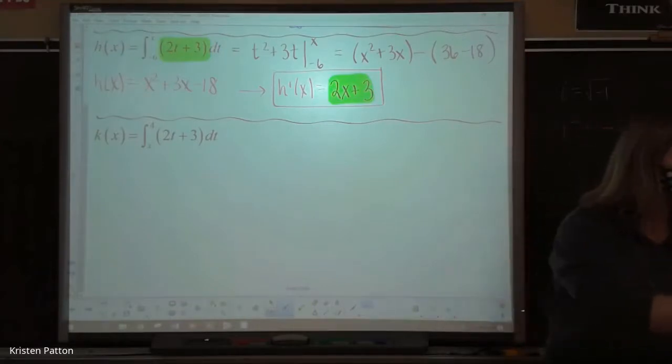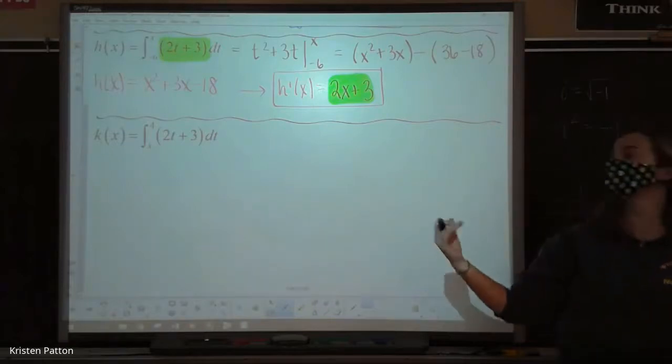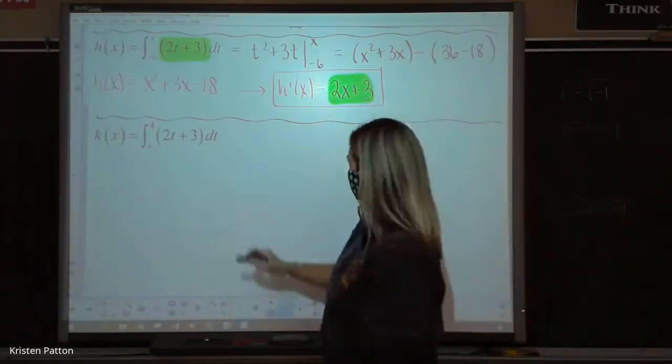What I noticed this time is that the x is on the bottom. Is that going to change anything? I don't know. Let's find out. Let's just kind of just go right after here.